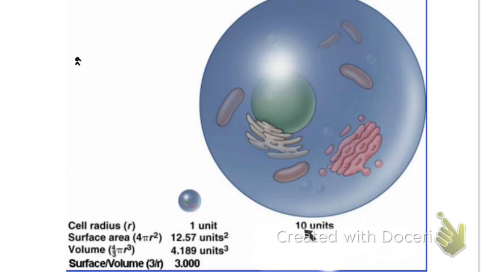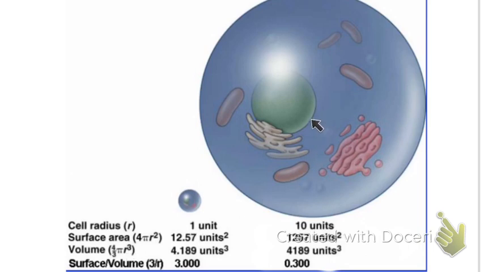The problem is, when you make the cell 10 times larger, these numbers change. This was 12.57, now it's 1257. This was 4.189, now it's 4,189. This number is 1,000 times larger. This number is only 100 times larger than it was, because when you work with surface area, you're squaring units. When you work with volume, you're cubing units.